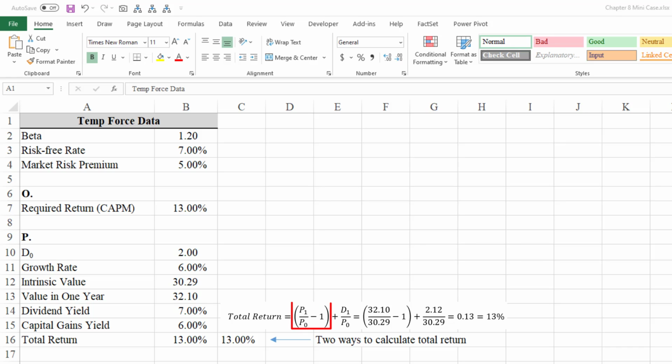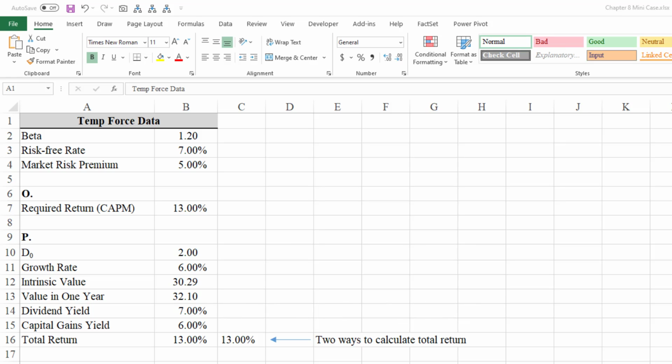The capital gains yield is the change in price divided by the current price. So in 1 year, the price will be $32.10, and the current price is $30.29. So that's an increase of $1.81. That divided by 30.29 gives us a 6% capital gains yield. Remember, capital gains simply means change in price. Now, our total return is always going to be the sum of the capital gains yield and the dividend yield. So in this case, we have 6% plus 7% gives us 13%.